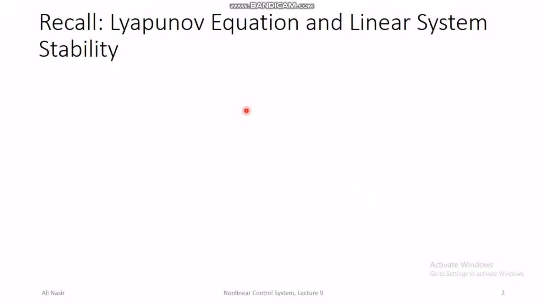Last lecture we finished on the Lyapunov equation and linear system stability, where we considered a linear system, which could be a linear approximation of a nonlinear system, given by x dot equal A x, where x belongs to R^n, which means x is an n cross 1 vector. We considered a Lyapunov function of the form x transpose P x, where P is a positive definite matrix, which makes this function a positive definite function.